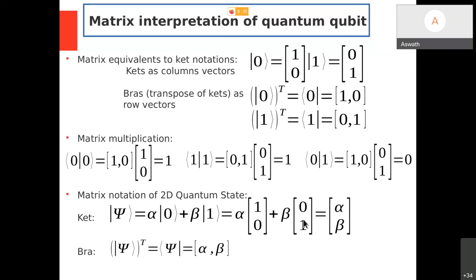Now, by doing that, I can also get a matrix interpretation for a given quantum state. What is that? Replace 0 ket with its corresponding column, 1 ket with its corresponding column, and find out the corresponding quantum state representation. That is obviously alpha and beta, alpha on top, beta below, as a column. Okay. So what is its bra? That's the transpose of the column, which is a row, right? Bra psi is alpha beta as a row. Okay, so with that we can do quantum computation on paper.